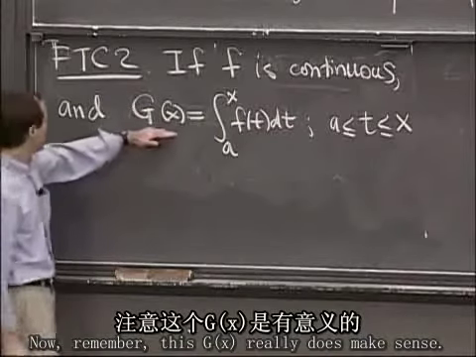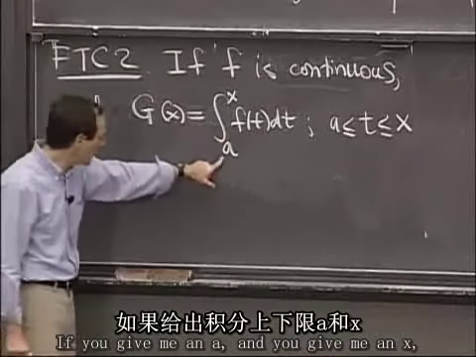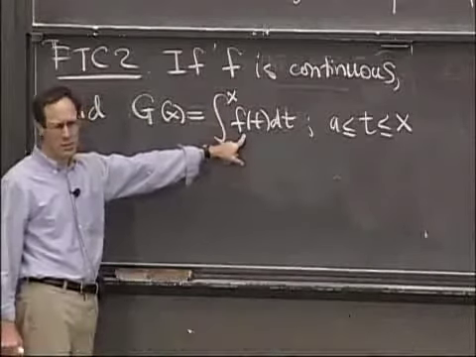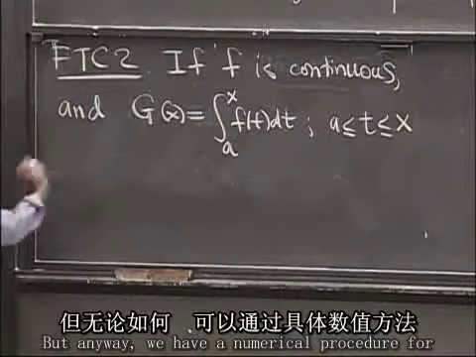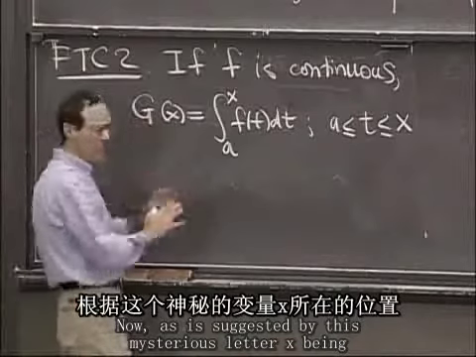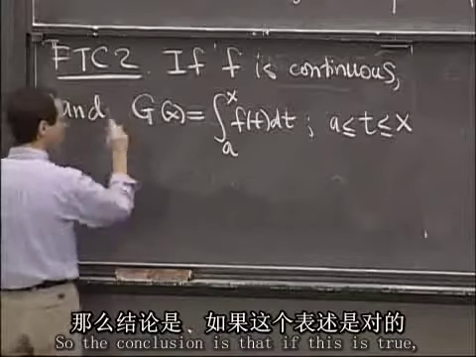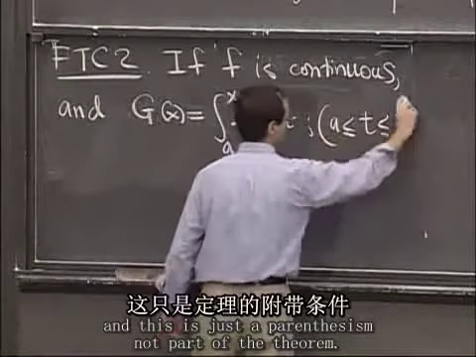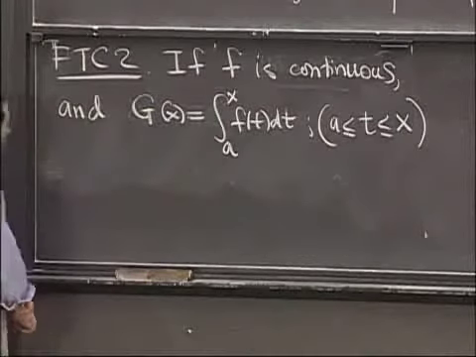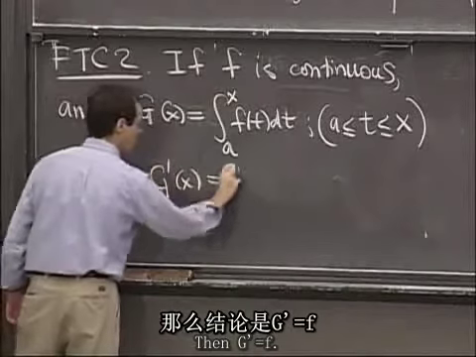Now, remember, this g of x really does make sense. If you give me an a and you give me an x, I can figure out what this is because I can figure out the Riemann sums. Of course, I need to know what the function is, too. But anyway, we have a numerical procedure for figuring out what the function g is. Now, as is suggested by this mysterious letter x being in the place where it is, I'm actually going to vary x. So the conclusion is that if this is true, and this is just a parenthesis, not part of the theorem, it's just an indication of what the notation means, then g prime equals f.